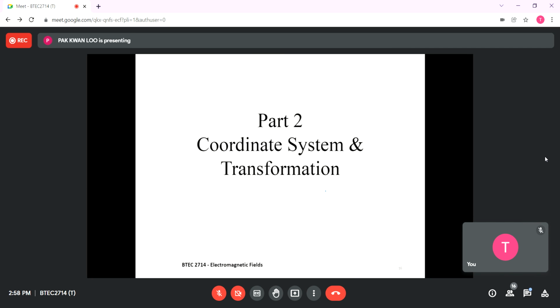Now comes the part on coordinate systems and transformation. We are going to apply the knowledge of the vector product, especially the vector dot product. Also we will go through briefly the differential element that is associated with the three orthogonal systems that are going to be used quite often in this course.